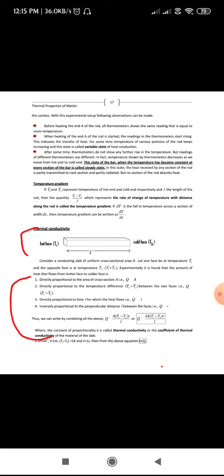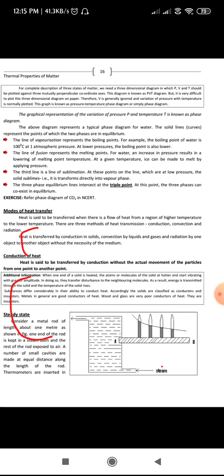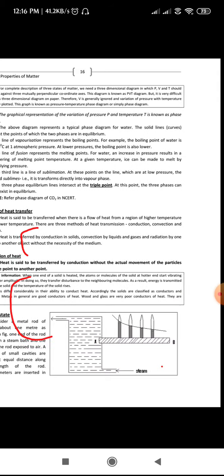Let me explain the figure. Here you have a rod. One end of the rod is denoted by A and the other end is B. The end A is subjected to a steam bath, and the remaining length of the rod is exposed to air. There are small cavities of equal spacing, four cavities you can see there, and in those cavities we have inserted thermometers at equal distances. This is the experimental setup.